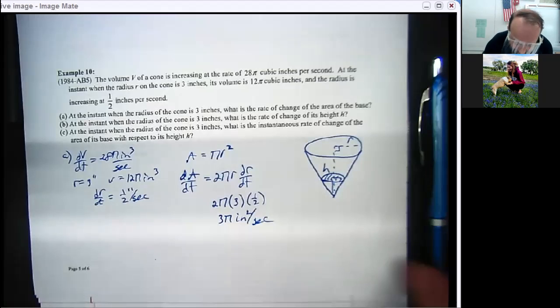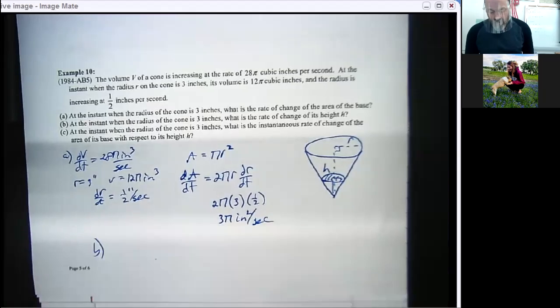So let's look at B. It said, at the instant when the radius of the cone is 3, what is the rate of change of its height?